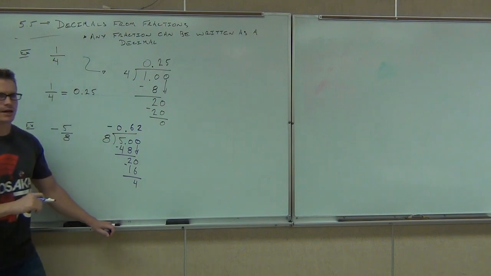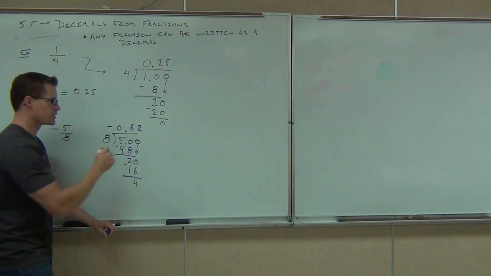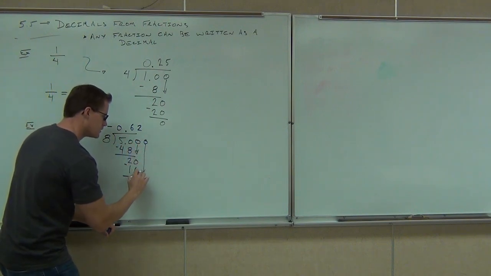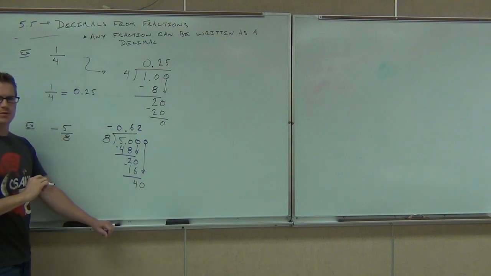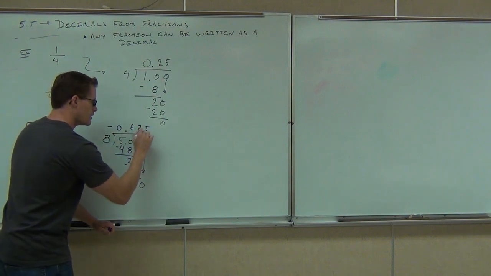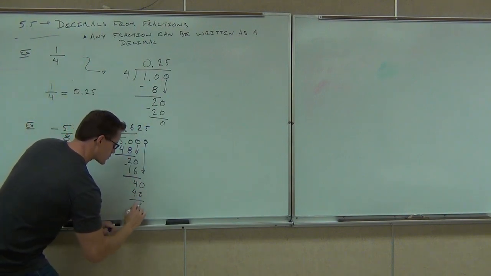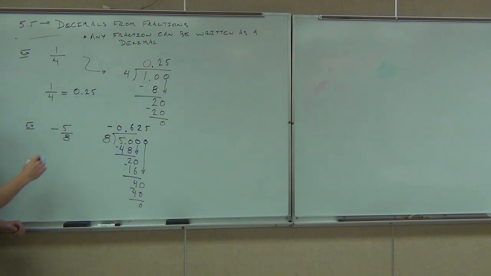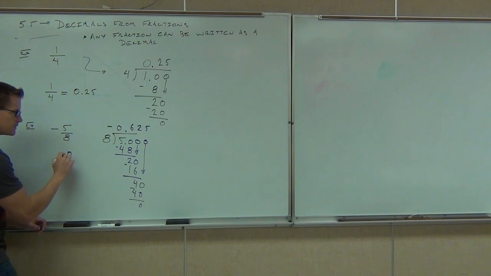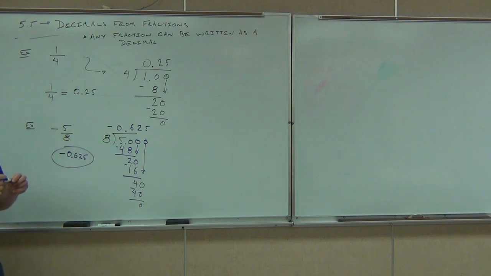Oh, I'm not done yet. I have to keep adding those zeros until I end with a 0 as a remainder. How many times? 5. That gives us 40. If I subtract, I get 0. So we know that the decimal equivalent for this fraction is negative 0.625. Don't forget about that negative. Don't forget the negative.